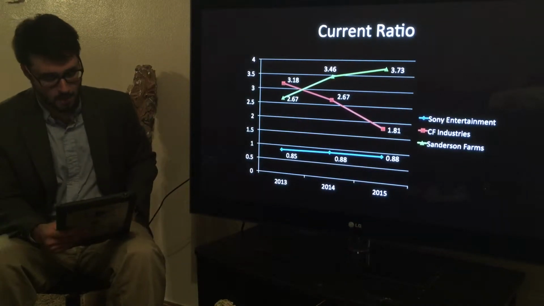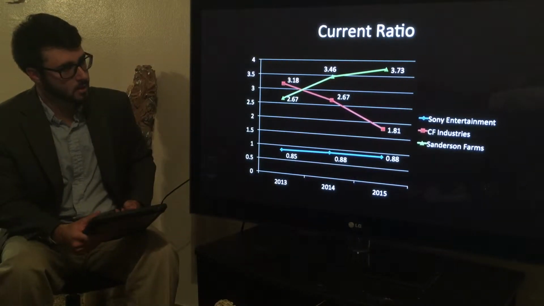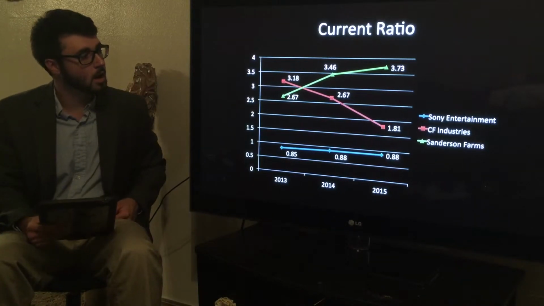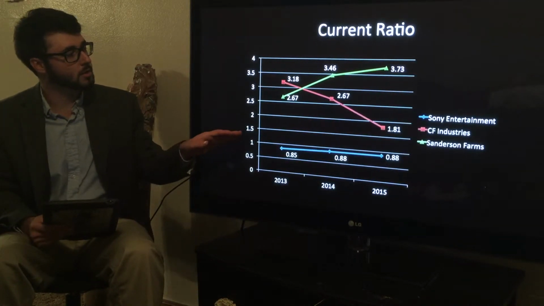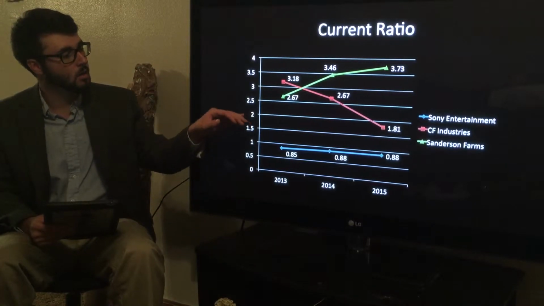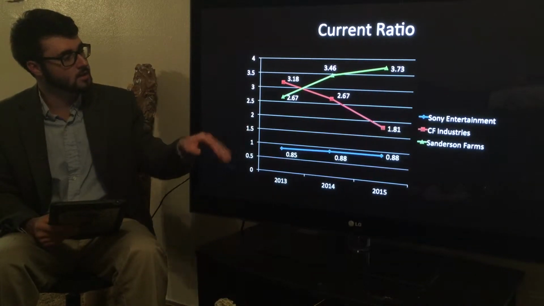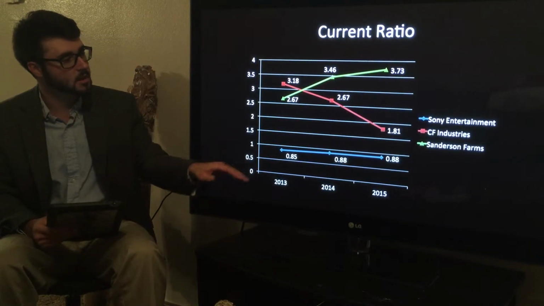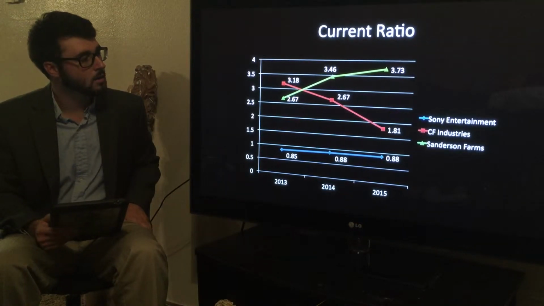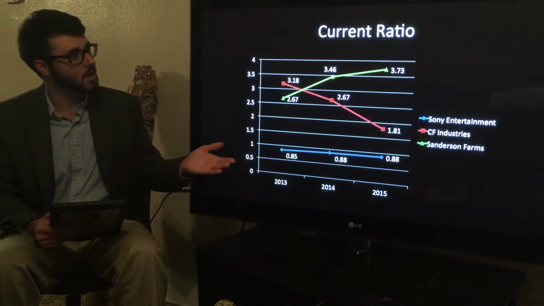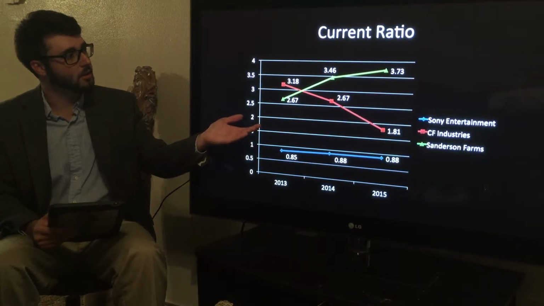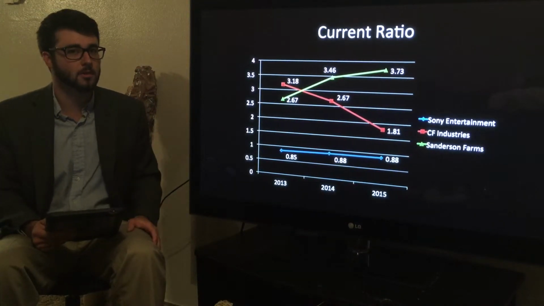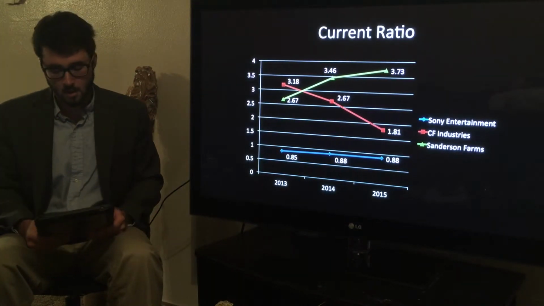Current ratio gives an idea of the company's ability to pay back a short-term loan. Sanderson Farms throughout the 3 years is steadily increasing, while CF Industries is once again steadily decreasing. Sony Entertainment is at the bottom, and they're basically staying the same. Based on this, you can see that Sanderson Farms has a better current ratio, and this shows that they can pay back a short-term loan better, which is definitely good for this question.